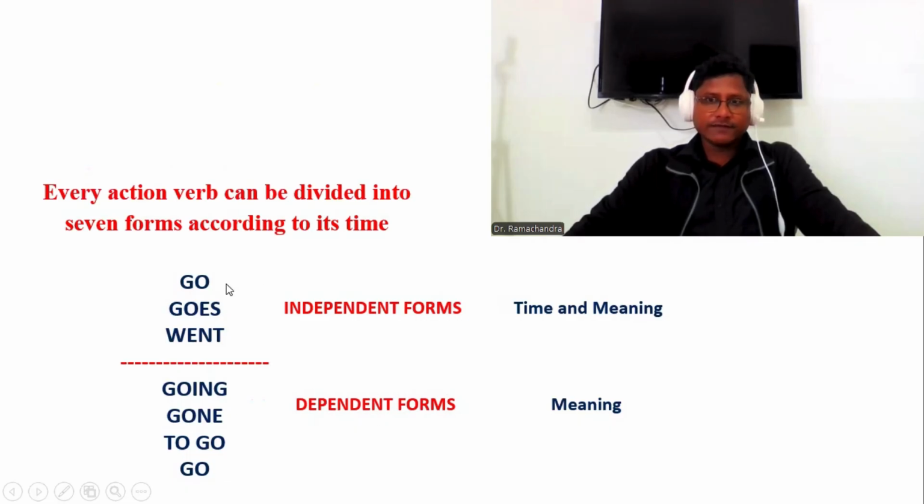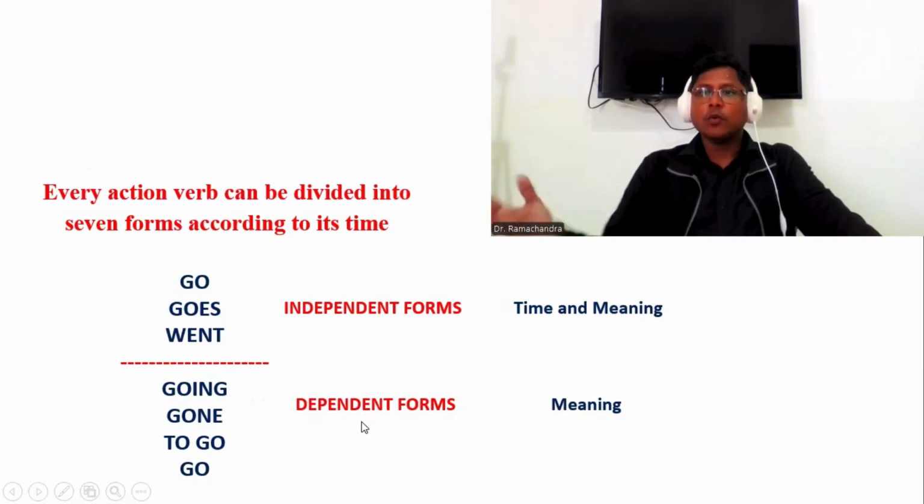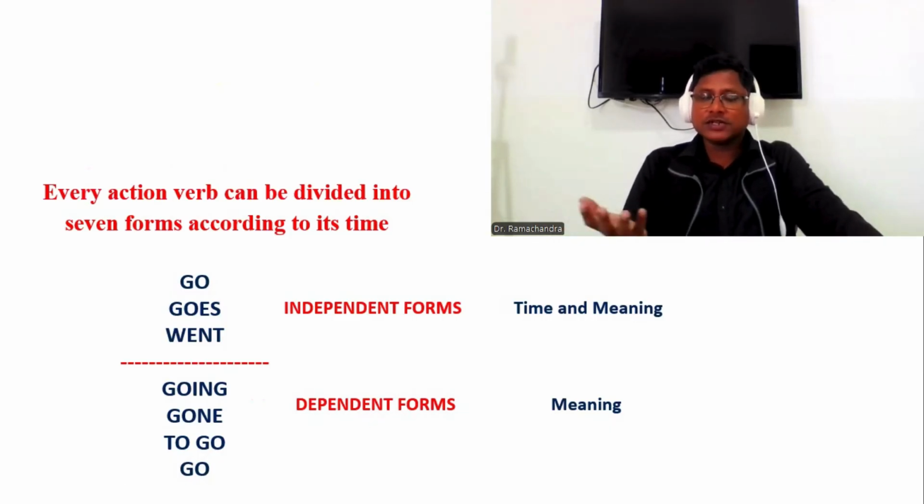But look at that, you may have a doubt here. The first form of the verb and the 7th form of the verb look the same. But I'm going to explain what the difference is. Very simple, I gave it to you here. This form is the independent form, this form is the dependent form. What is a dependent form? What is an independent form? And you look at it in blue.